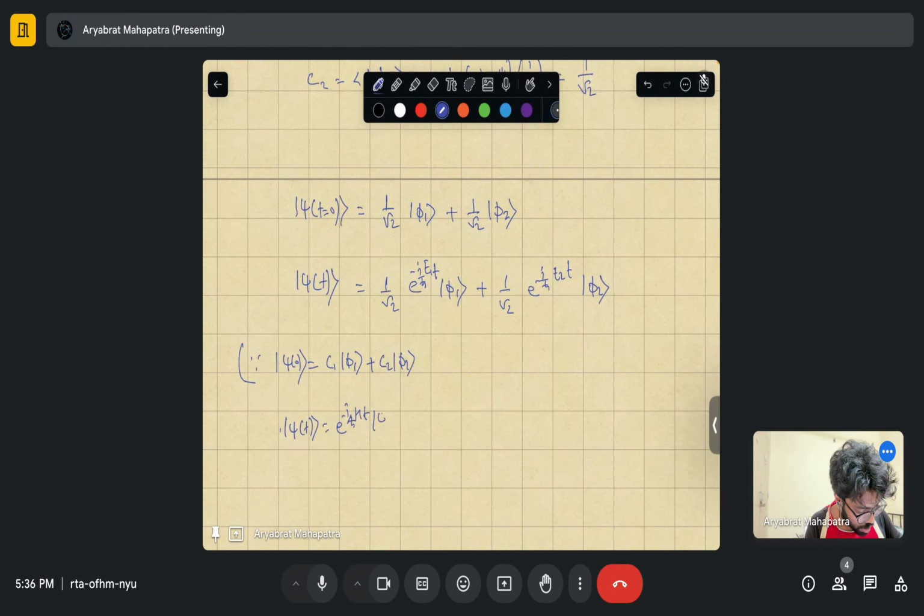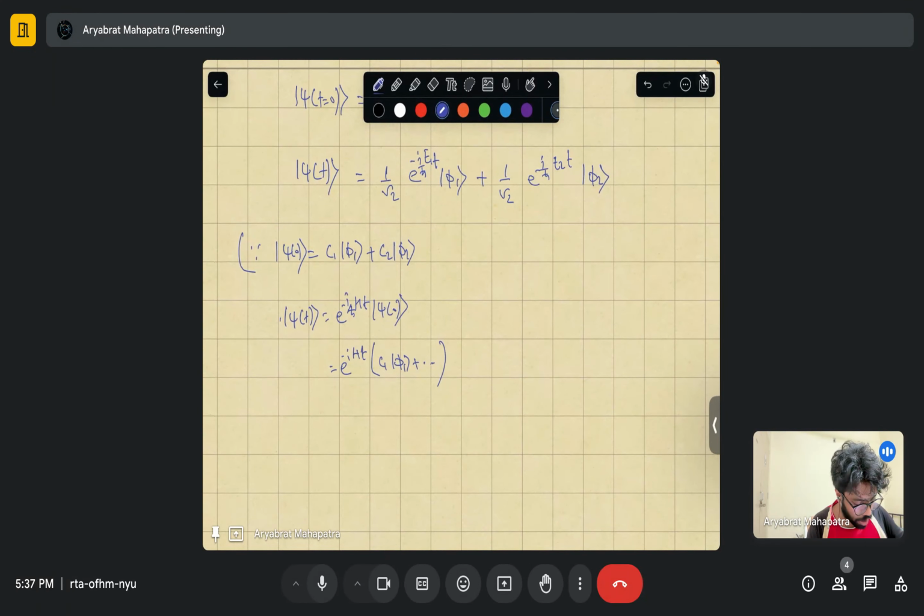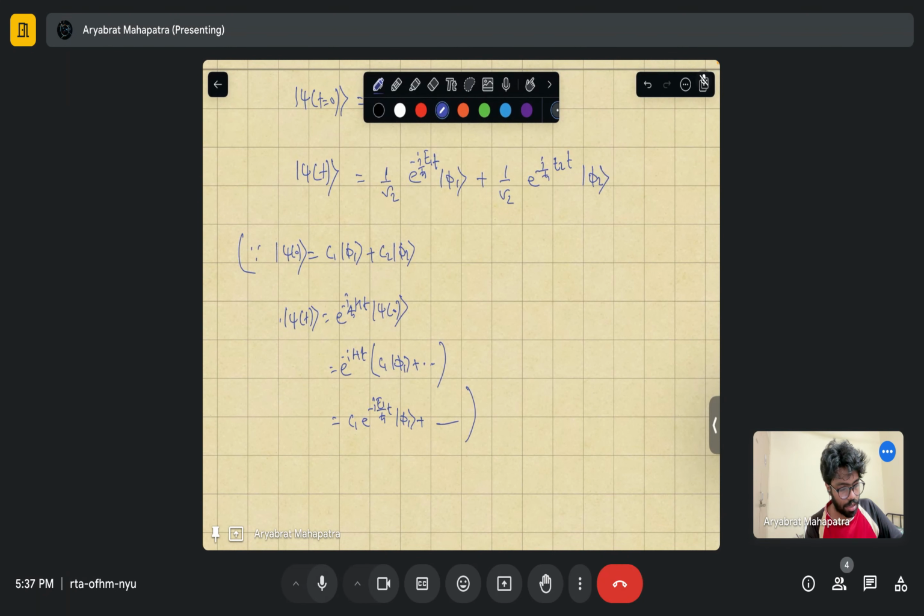Ht on psi 0. So that means you operate on c1 phi 1 and so on, and you will get c1 e to the power minus I E1 over h bar t phi 1, and you get the other term the same way. So in that aspect, we have estimated what is psi t for the given Hamiltonian. So now we know the psi t.